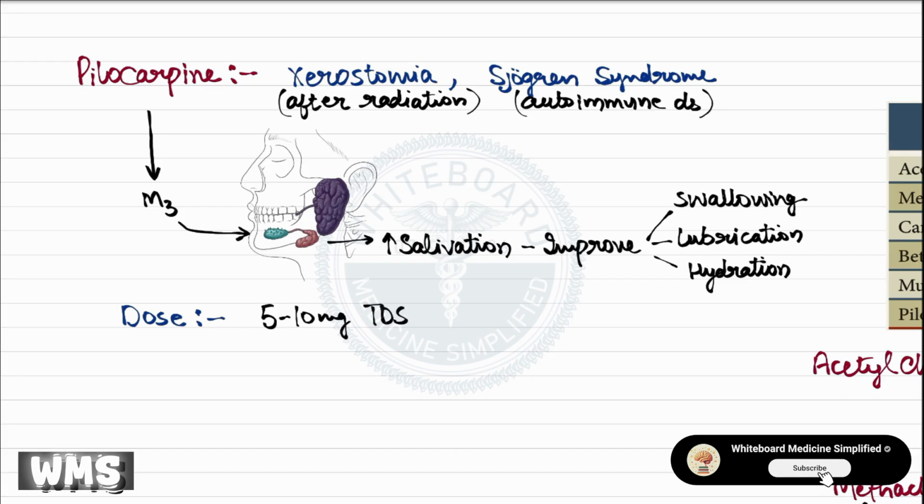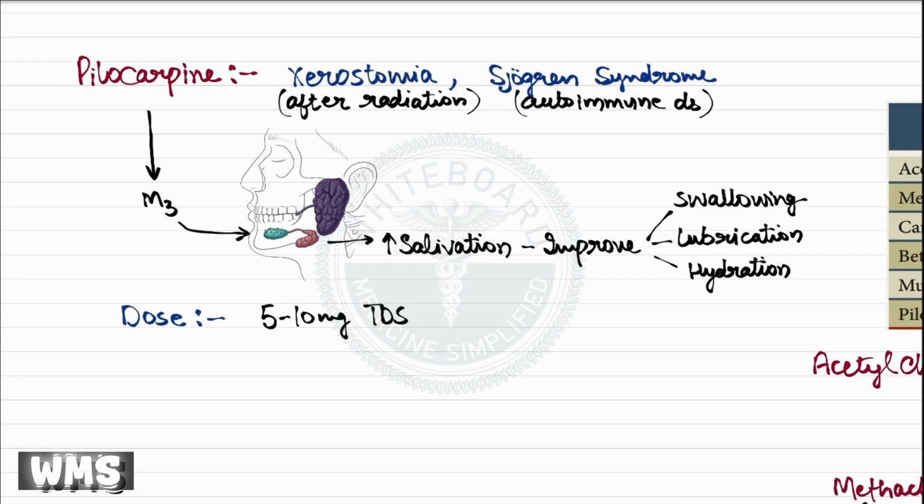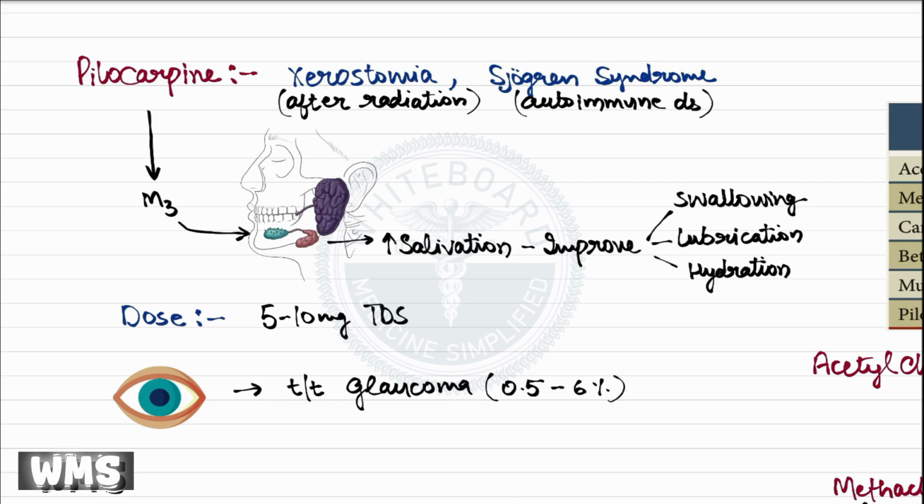In addition to systemic use, pilocarpine is also used topically in ophthalmology to treat glaucoma and to produce miosis. It is administered as an eye drop solution ranging from 0.5% to 6%.